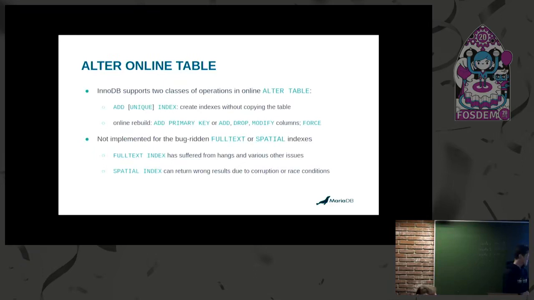I would claim that these indexes are very buggy. We have fixed some or several hangs for full text indexes, shutdown hangs and hangs during server normal operation in MariaDB, and there is still no end in sight for full text index bugs. Also for spatial index, we have a test that has concurrent rollback and MVCC read, and it's occasionally returning wrong results. So I think that the spatial index has some design problems. I wouldn't recommend using them. So those are not supported by online alter.